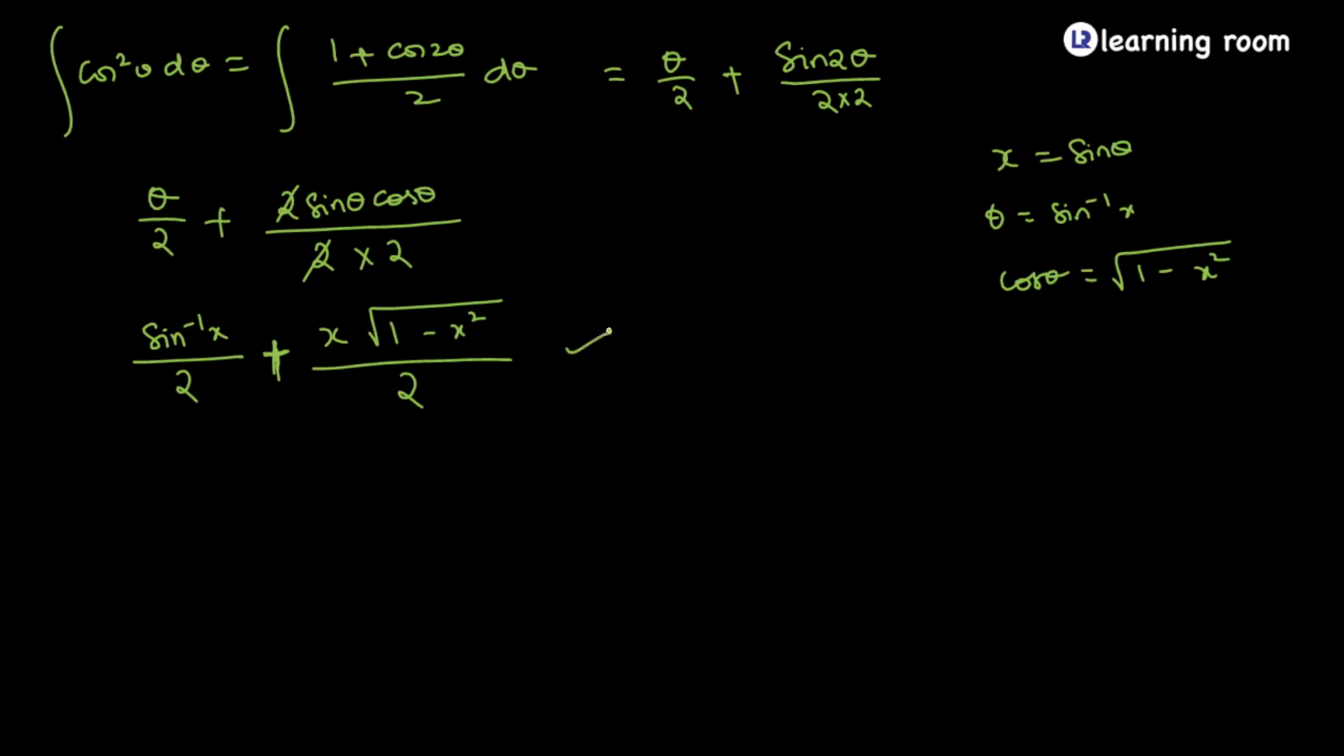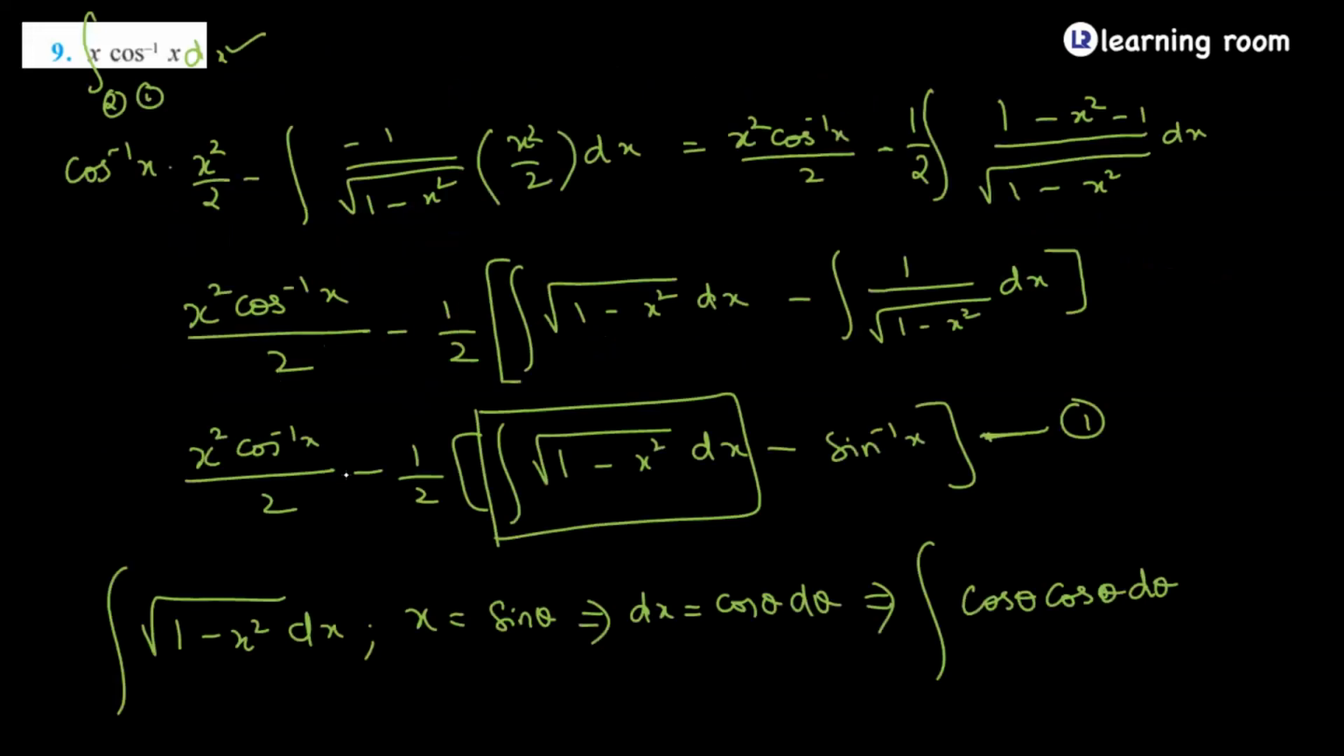Right? So this is going to be the value. Let me call this equation number 2. Right? So what are we supposed to do? Substitute 2 in 1. Yes. So substitute 2 in 1. That implies, what are you going to have? You will have x square cos inverse x by 2 minus of minus is plus sin inverse x by 2.